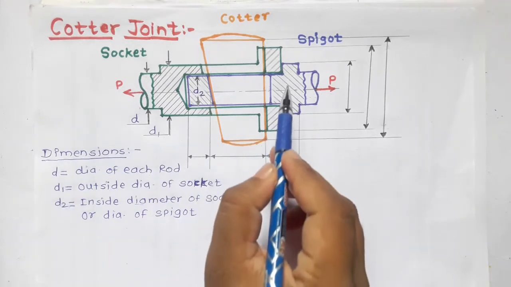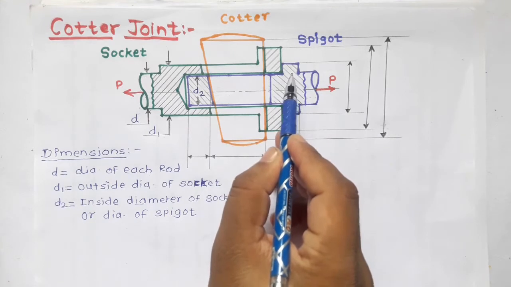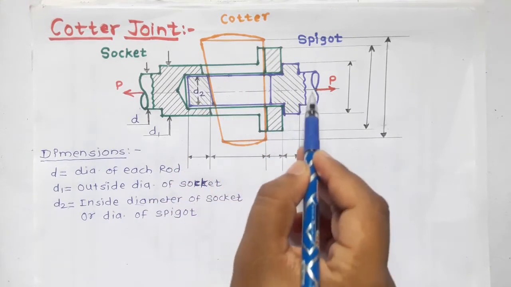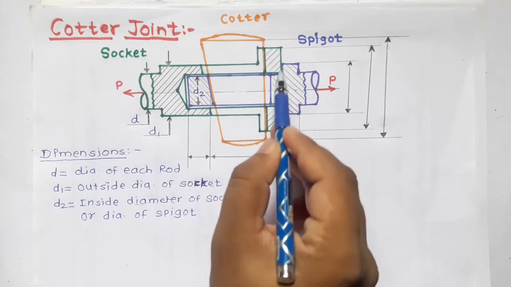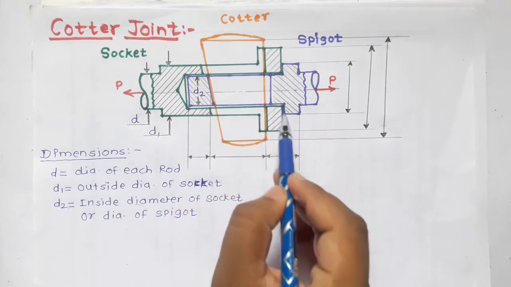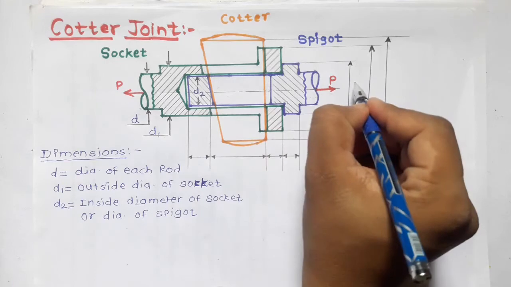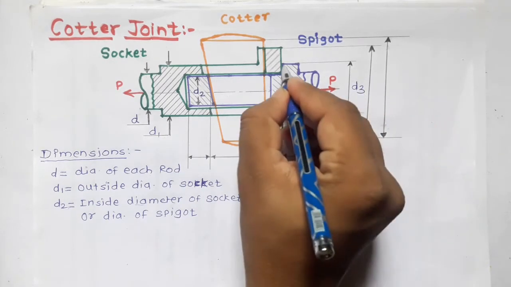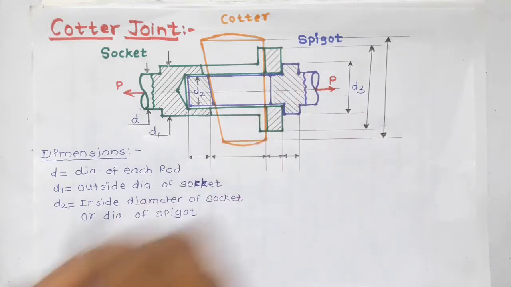Now next dimension is about the collar of spigot. So this is a spigot and it has this collar, and the diameter of this spigot collar is denoted by d3. So d3 is the diameter of this spigot collar. So let us write this.